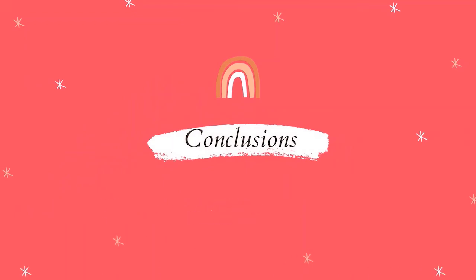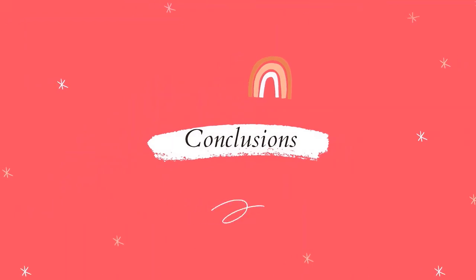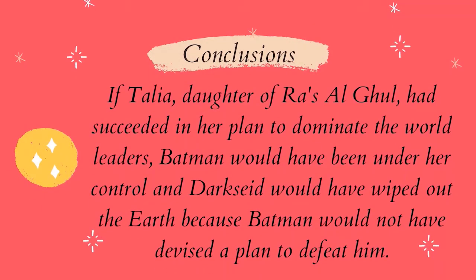Conclusions. If Talia, daughter of Ra's al Ghul, had succeeded in her plan to dominate the world leaders, Batman would have been under her control and Darkseid would have wiped out the Earth, because Batman would not have devised a plan to defeat him.